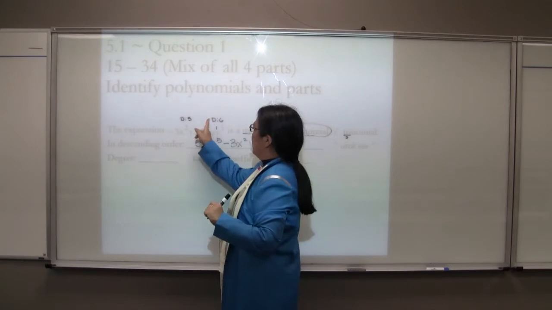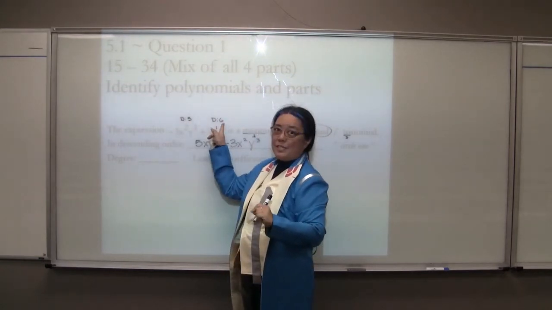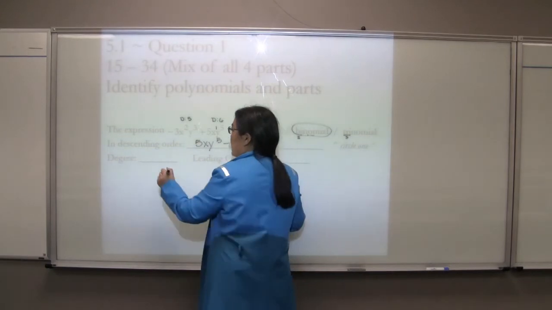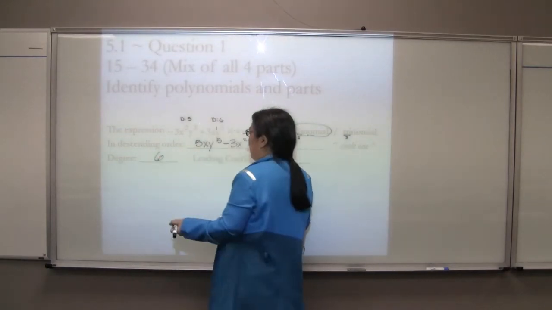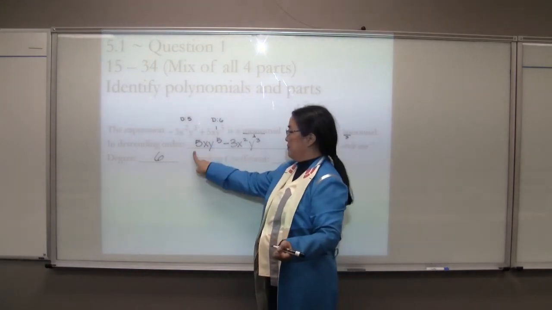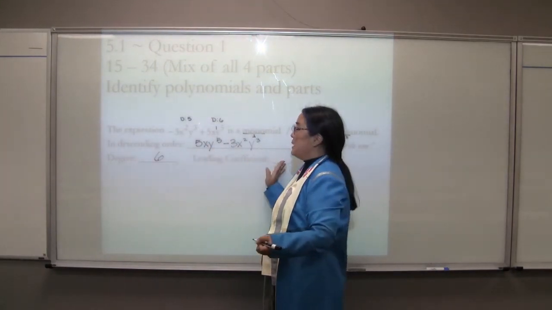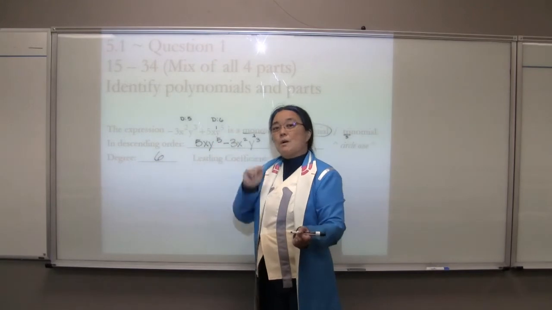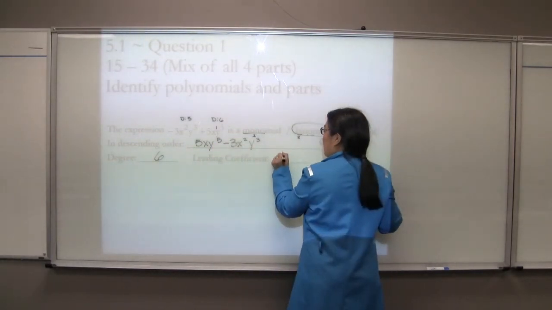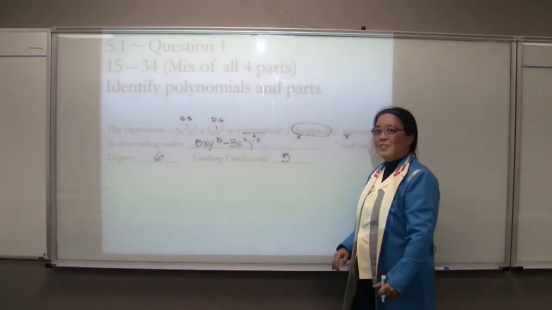The degree, now I have a degree of 5 and a degree of 6, but the degree of the entire thing is going to be 6, because 6 is larger than 5. The leading coefficient is the number in front of everything, 5. Now, many students will pick -3 because that was in the front, but we have to write it in descending order first before we can find our leading coefficient.